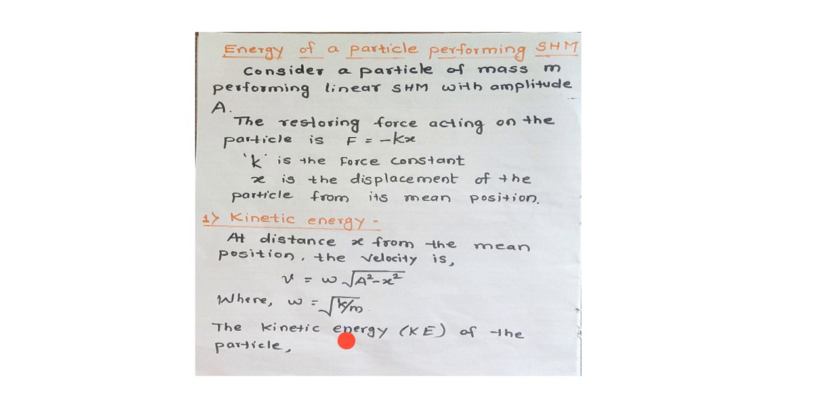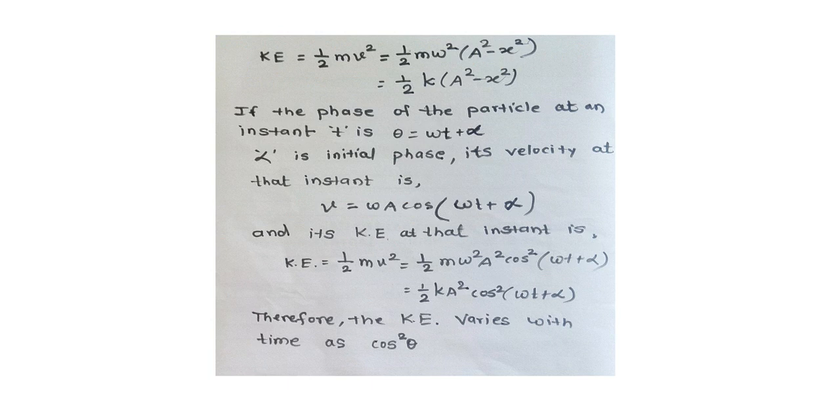Here the kinetic energy of the particle is, क्या है काइनेटिक एनर्जी? हाफ एम वी स्क्वायर. Okay, 1/2 m omega square in bracket a square minus x square. m omega square is k because omega square is k by m. That's why here आपको क्या मिलेगा? m omega square की वैल्यू ये m omega square equals to k. Here kinetic energy equals to 1/2 k in bracket a square minus x square.